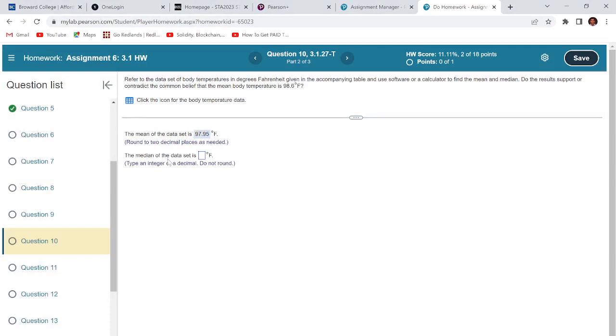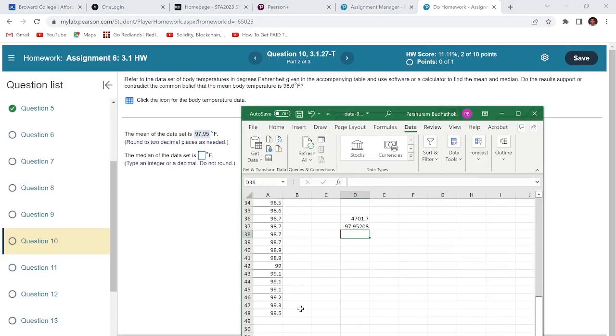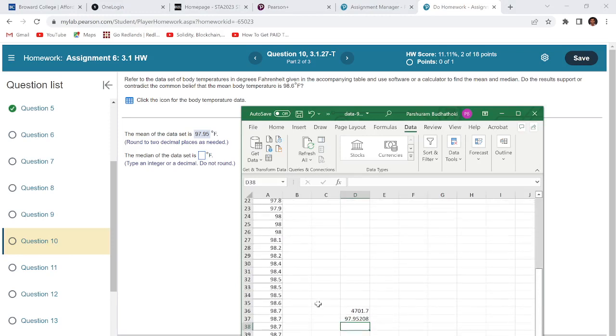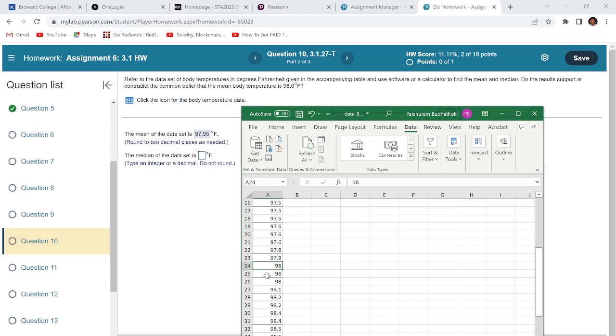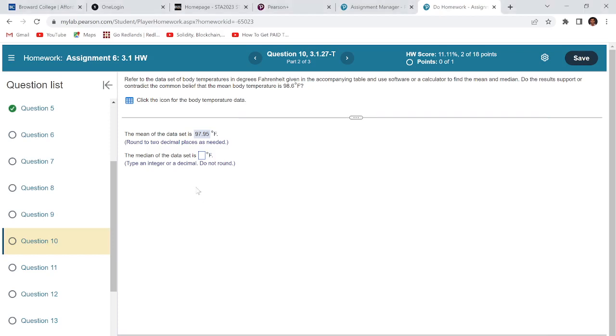That's right. Median is the middle value. As you can see, the total number of data is an even number, 48. So there are two middle values, 24th and 25th position, but both of them are the same. So when you take the average of these two, it would be 98.